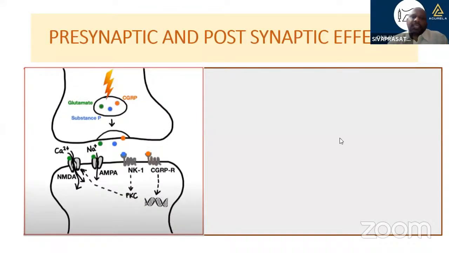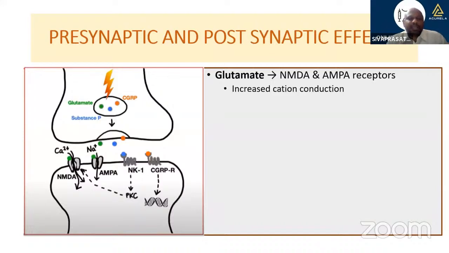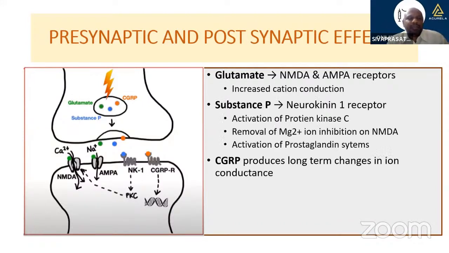So coming to the presynaptic and postsynaptic effects. So this is a neuron. It might be a first order neuron, and this postsynaptic one would be a second order neuron. When a pain stimulus comes to this first order neuron, pain transmitting substances like glutamate, substance P, and CGRP will be secreted. All this will go to the postsynaptic receptors and stimulate NMDA, AMPA, and neurokinin receptors and produce acute and long-term pain.